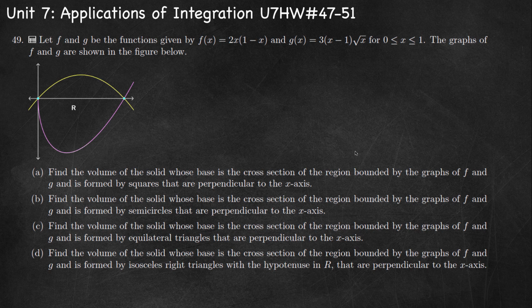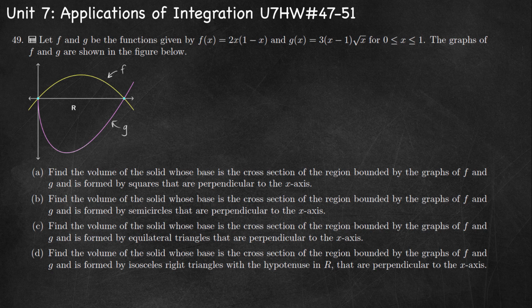Let f and g be the functions given by f of x equals 2x times 1 minus x, and g of x equals 3 times x minus 1 times the square root of x for x between 0 and 1. The graphs of f and g are shown in the figure below. So we're going to want to figure out which is which. F of x is a quadratic function, parabola opening down, so that must be the top function, f of x. And our bottom function then must be g of x.